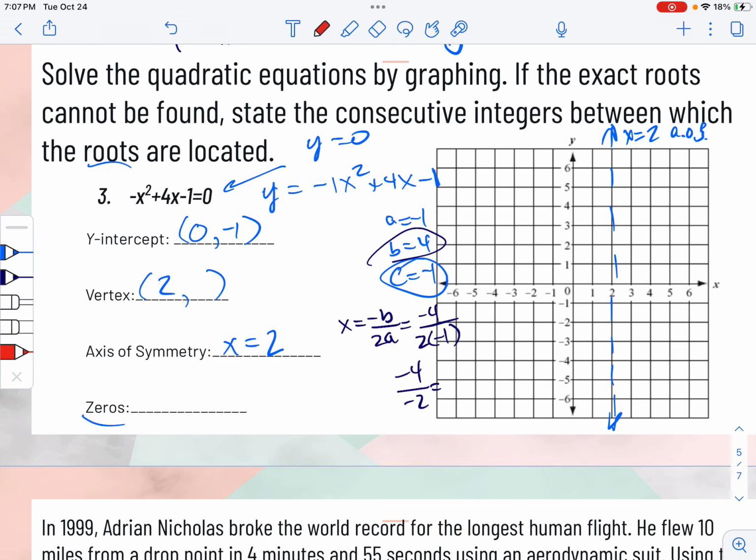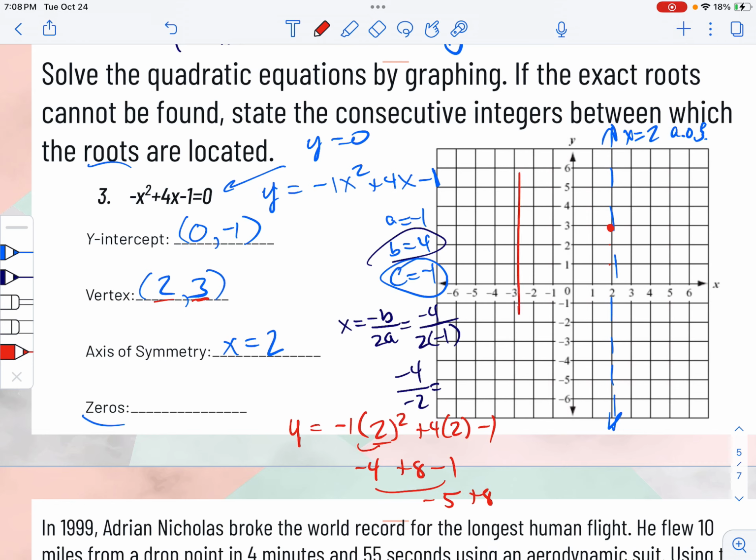Let's find our vertex first. Y equals negative, I'll put that negative 1 there. And now I'm going to plug in 2 so I can find my y value. So I plug in the 2 for x. Plus 4 times 2 minus 1. Square the 2 first, that's 4. Times negative 1, that'd be negative 4. Plus 8 minus 1. So that's going to be negative 5 plus 8. Well, that's 3. So 2, 3. Over 2, up 1, 2, 3 right there.